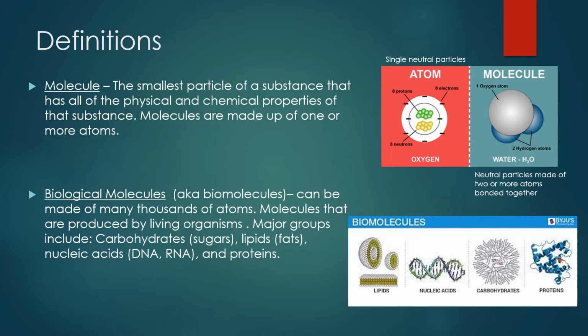So we have a couple of definitions. You are going to have these here so that you can reference them as you need to, and so that you can watch this instruction as well as the other instructions repeatedly. To start, just as a reminder, these are things that we've covered in the past. Molecules are the smallest particle of a substance that has all of the physical and chemical properties of that substance. Molecules are made up of one or more atoms.